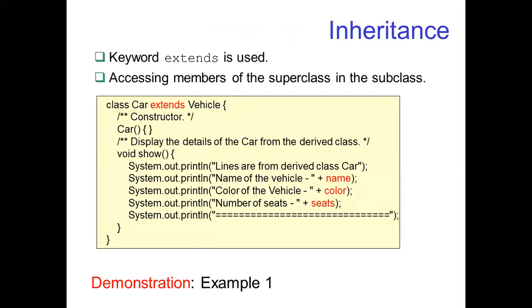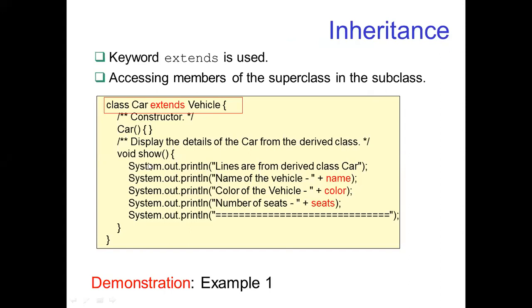See here, you can see one program now. All of you watching your screen, the keyword extends is used for accessing members of the superclass in the subclass. See, class Car extends Vehicle. The constructor is Car. Under this we mention Car is a constructor, which just displays the details of the car's derived class.